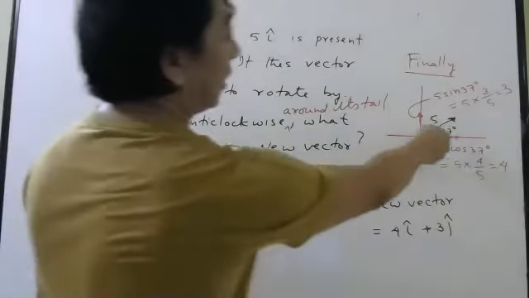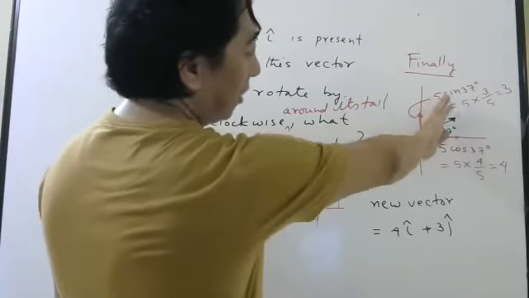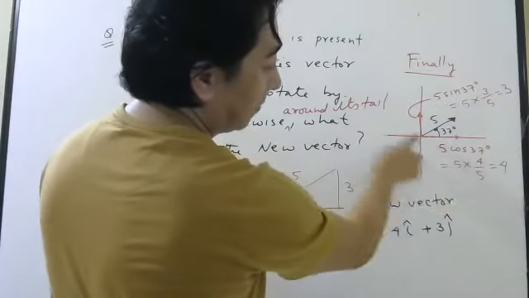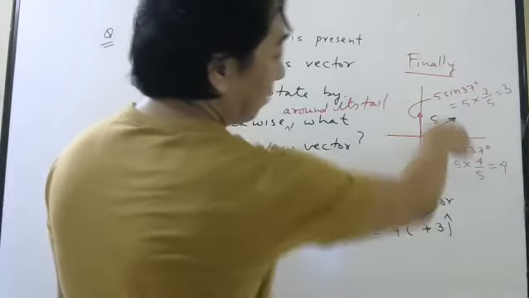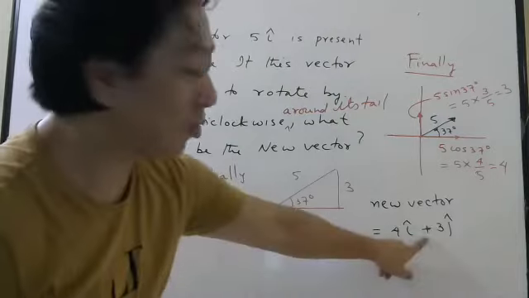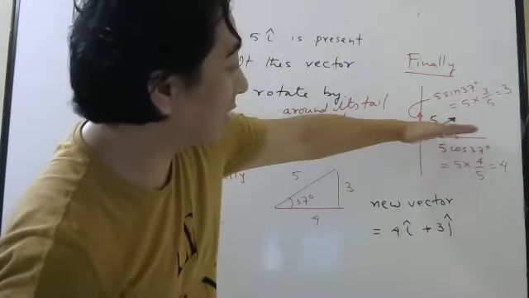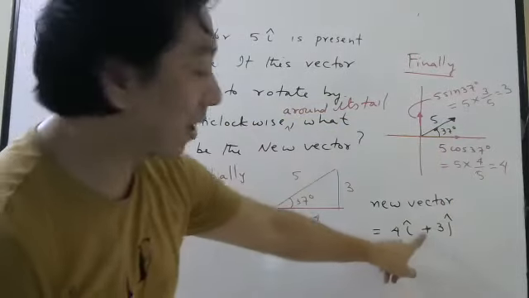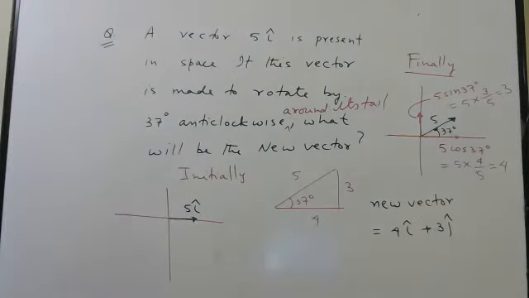Now try to rotate it by 53 degrees clockwise. If you rotate clockwise, it will come here. So this will be positive, but this will be negative. Correct? So here, if you rotate by 37 degrees clockwise, you will write a minus here. Write quickly.